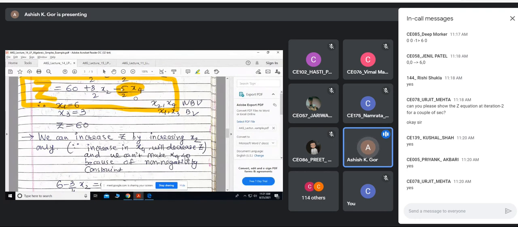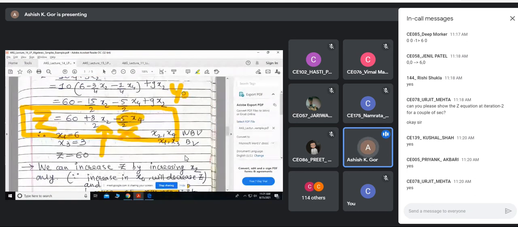So this is not an option. This is a bad option because x4 I cannot make negative. That is a non-negative constraint. So only one thing is in my hand, that is x2. Still I can improve the solution by increasing x2.